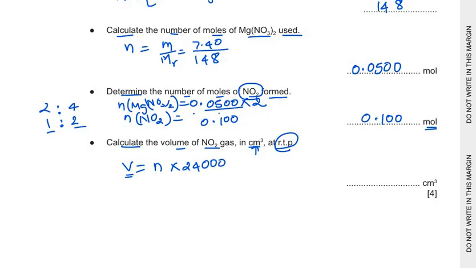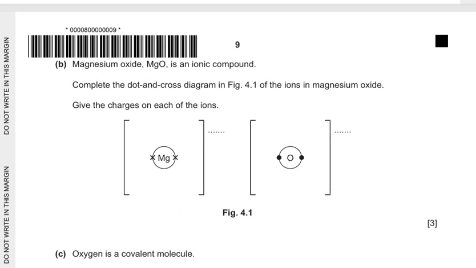Now if we want to calculate the volume in dm cube, we just need to multiply by 24. But if we want to find out in centimeter cube, it should be 24,000. So it's 0.100 multiplied by 24,000, which is equal to 2400 centimeter cube. So here we calculate the volume, that is 2400 centimeter cube.